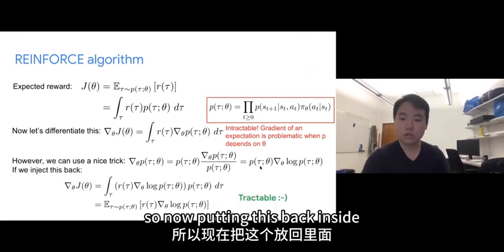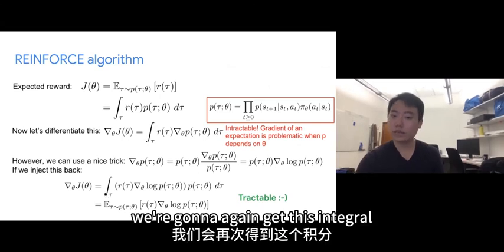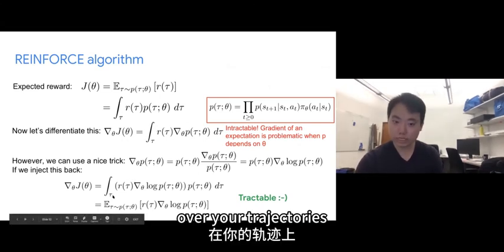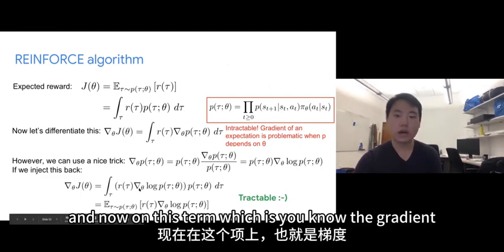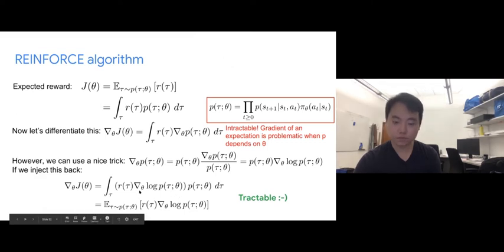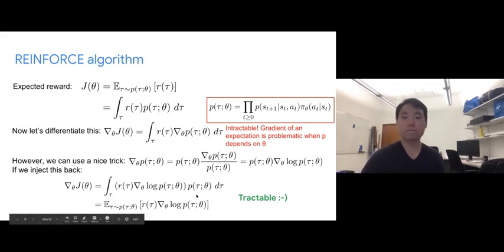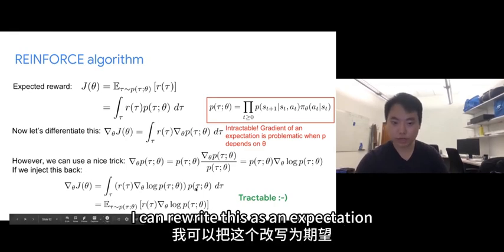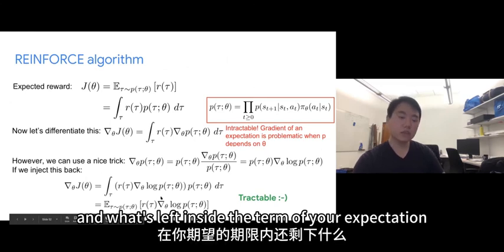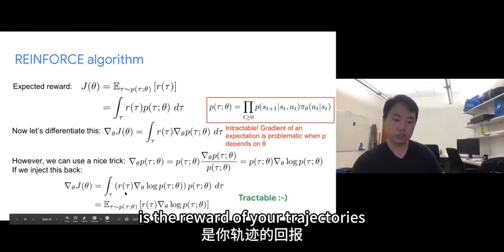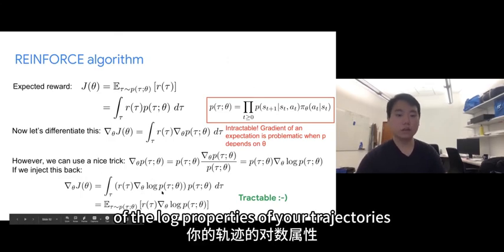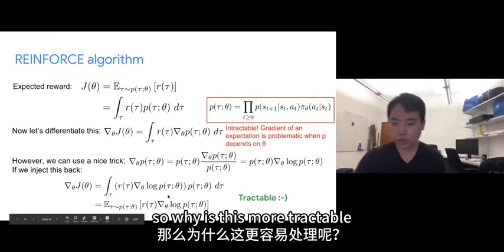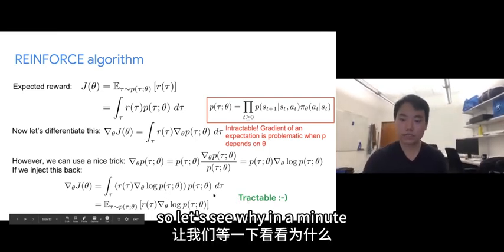So now putting this back inside, we're going to again get this integral over your trajectories, the reward of a single trajectory, and now this term, which is the gradient with respect to the log of the probabilities, times the probability of the trajectory itself. And we know that this integral of p of tau d tau is exactly an expectation over the trajectories, right? I can rewrite this as an expectation. And what's left inside the expectation is the reward of your trajectories times the gradient of the log probabilities of your trajectories. So why is this more tractable? Let's see why in a minute.